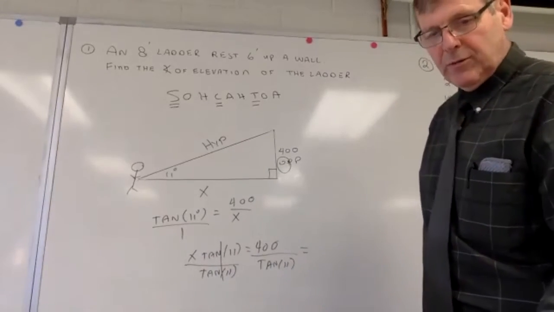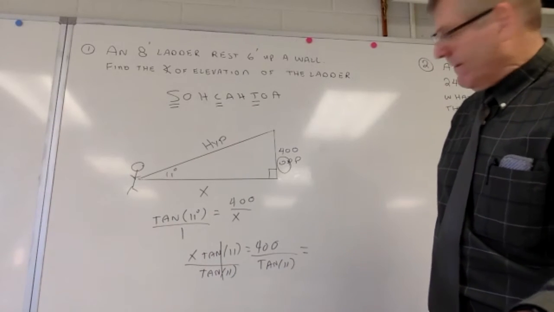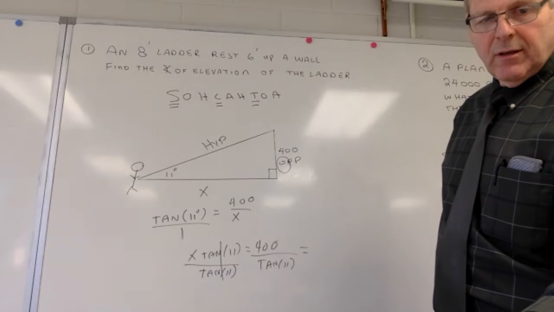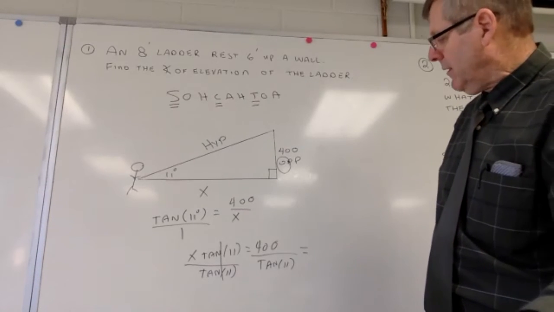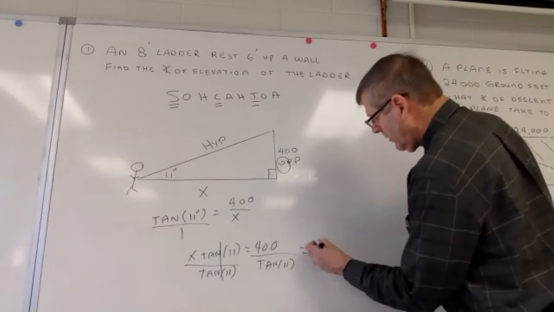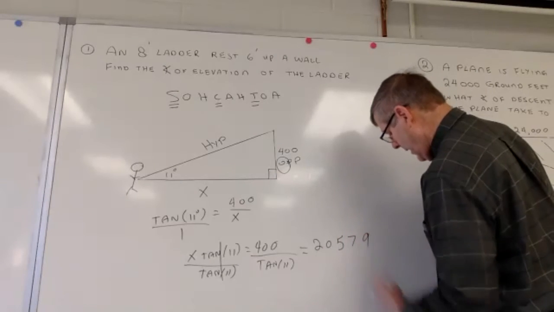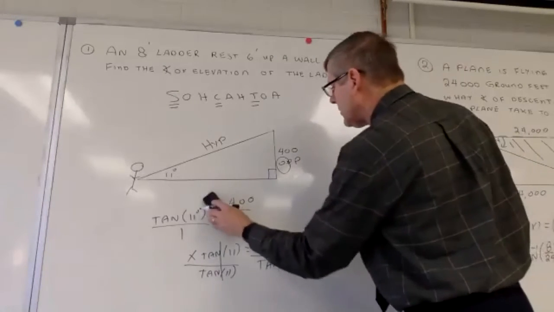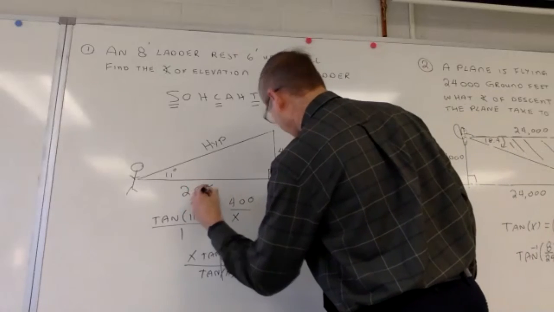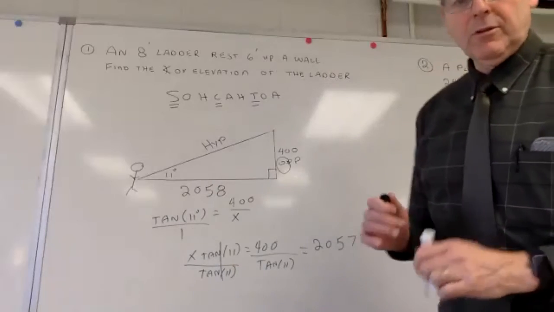Anybody get an answer for that? 400 divided by tangent of 11. I got 2057.9. So if we round off to the nearest foot, it would be 2058, or just over 2 kilometers.